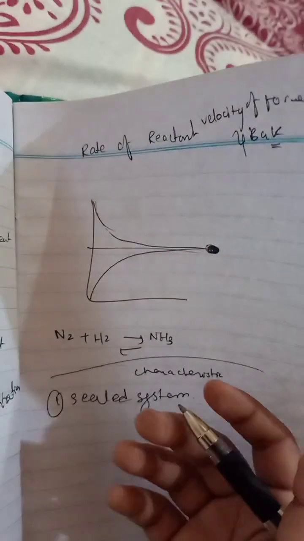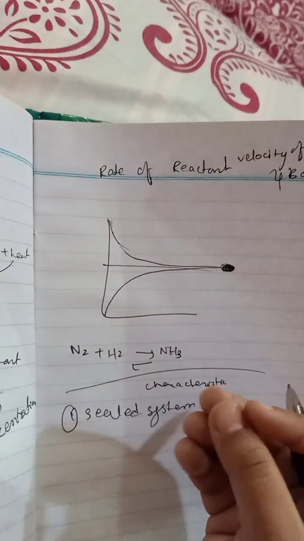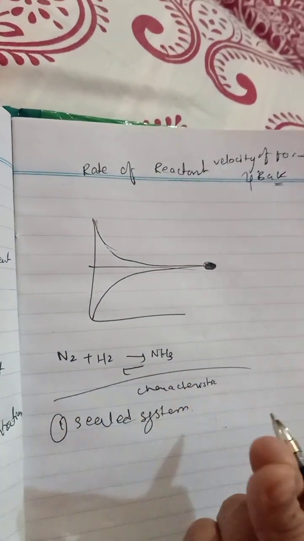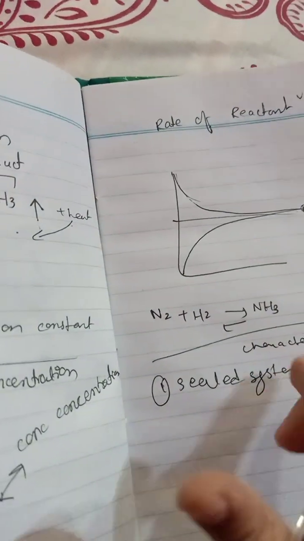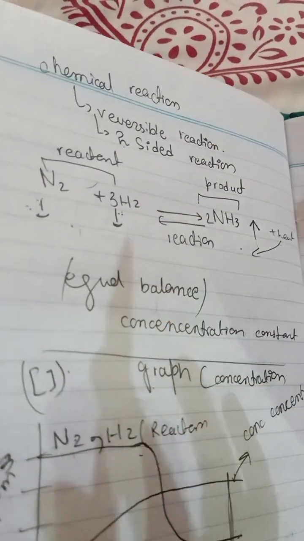The concentration of the reactant and product will be constant. The forward and backward rates will be equal. The temperature, pressure and volume should all be constant. These were the characteristics. So this was about the chemical reaction.